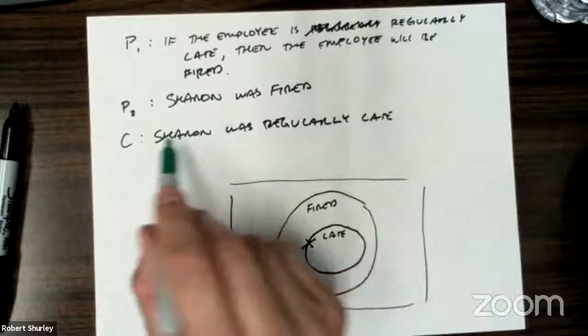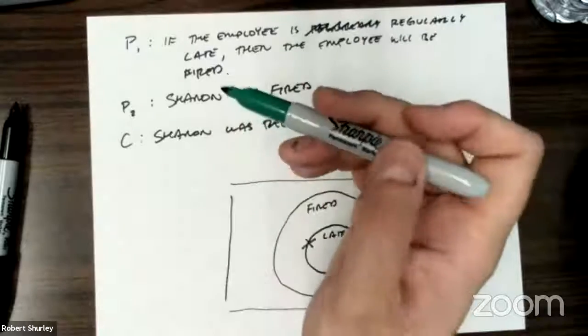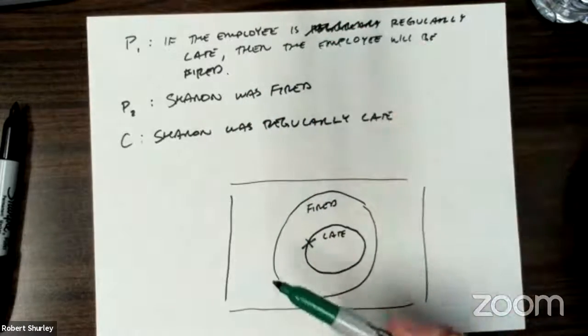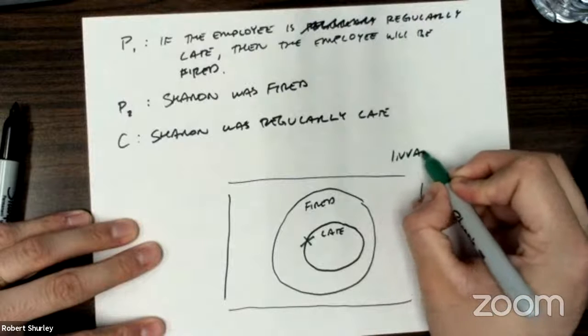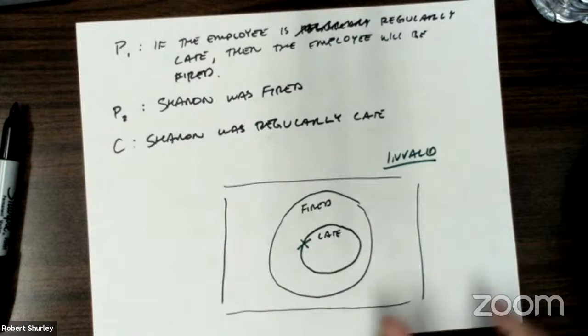Now, it might be true. We don't know what Sharon's work ethic and habits are, but we cannot come to this conclusion about Sharon based on these two premises. So therefore, this would be considered invalid. Questions? Let me know. I am just doing the ones right out of the book, but I'm hoping to give a little more than what the book is kind of telling you.